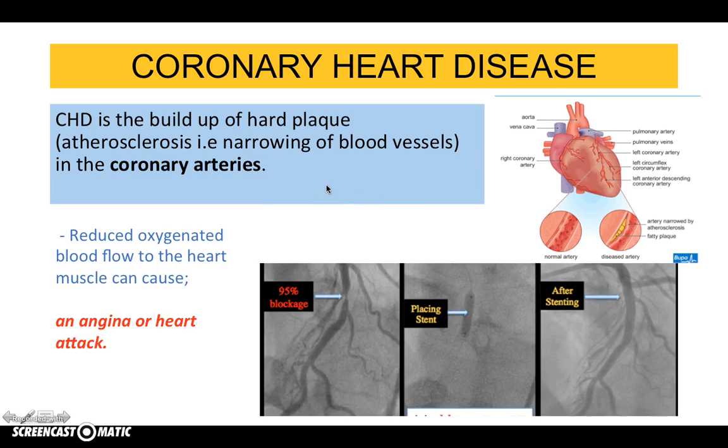Coronary heart disease results from arthrosclerosis of the coronary arteries, which supply the heart muscle with oxygenated blood. The reduction in blood flow and oxygen supply limits the cardiac muscle's ability to respire. This reduces oxygenated blood flow to the heart, which can cause angina or a heart attack. So coronary heart disease is due to the buildup of hard plaque, narrowing the coronary arteries, which will reduce oxygenated blood flow to the heart and can cause a heart attack.